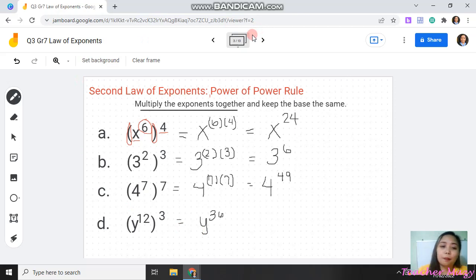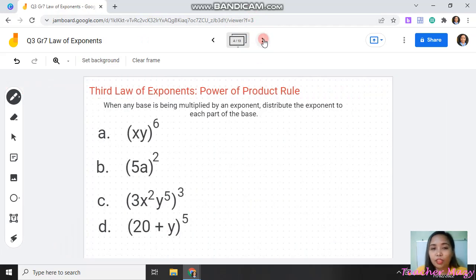So, let's tackle another law, which is the third law of exponents, or the power of product rule. The power of product rule. So, when any base is being multiplied by an exponent, distribute the exponent to each part of the base. So, that means we need to distribute the exponents to each variable inside the parentheses. So, it becomes x raised to 6 and then y raised to 6, or to the 6th power. Okay, so just distribute the exponent to each part of the base.